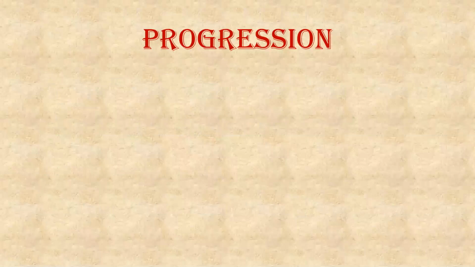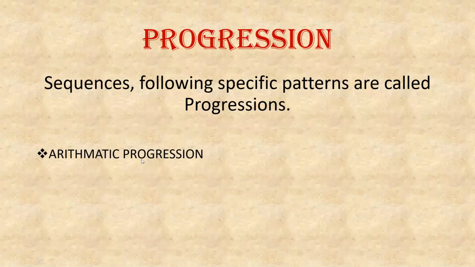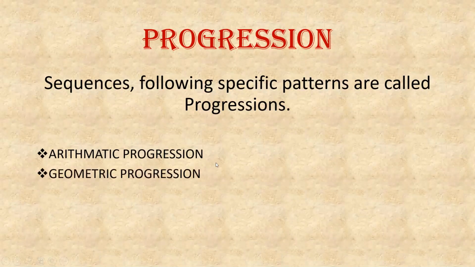Now comes progression. What is a progression? Sequences following specific patterns are called progressions. Okay. So how many types of progressions are we going to do? We will be doing two kinds of progressions, that is arithmetic progression and geometric progression. All right, children, this was the introduction. Now we will be solving the questions. Okay.